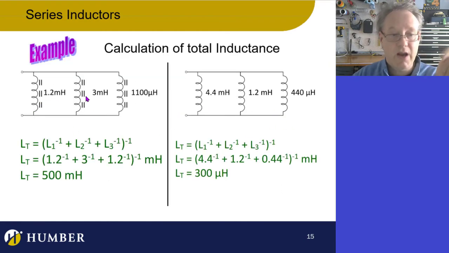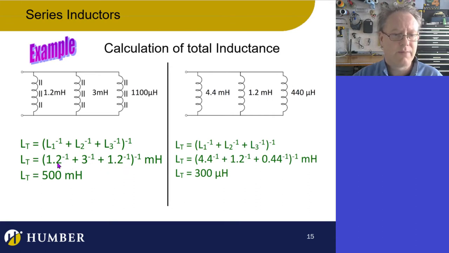I've got 1.2 millihenries, 3 millihenries, 1,100 microhenries. What is that? Well, that's just 1.1 millihenries, and you just know that. So I'm going to put it all in my formula here, and I'm going to put millihenries on the outside because it's all millihenries.